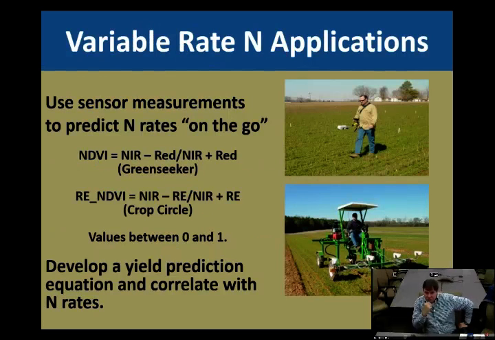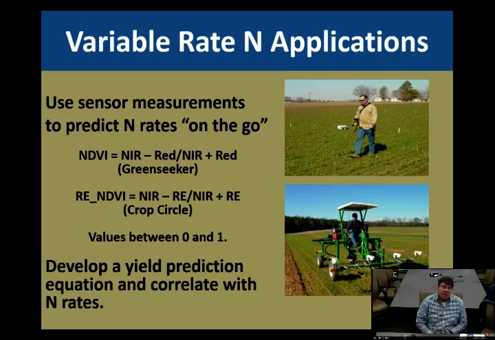And I do want to mention one other thing. We talked about tiller counts, but there's a lot of interest in variable rate applications, and that's using sensors to predict nitrogen rates on the go. A lot of people use the NDVI, the GreenSeeker, or some. Then there's also the Crop Circle, the red edge. You basically use these to develop a yield prediction equation and then correlate that with nitrogen rates.